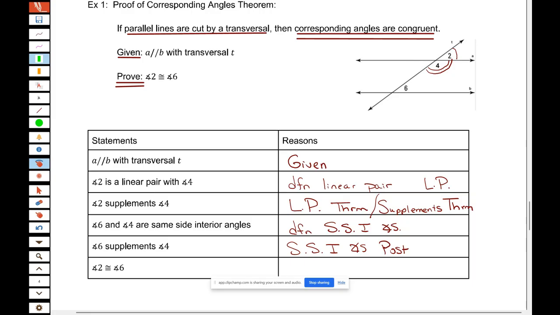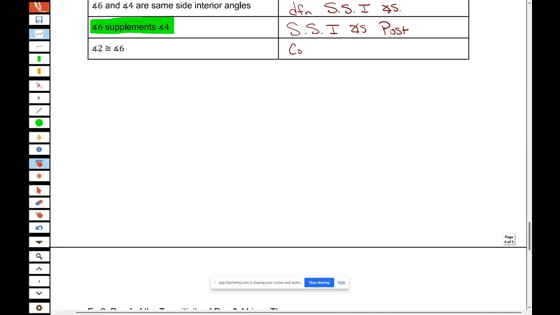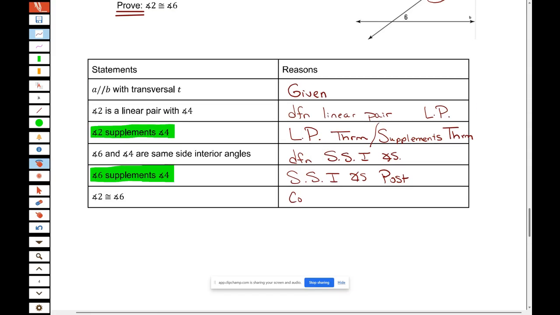And then finally, 2 is congruent to 6. Well, you can see here, we have linked 2 to 4 by saying they're supplementary, and 6 to 4 by saying they are supplementary. So now I can say that 2 is congruent to 6 by the congruent supplements theorem, which says 2 angles that supplement the same angle have to be equal to each other. Congruent supplements theorem. All right, so both of these came together to give us that.